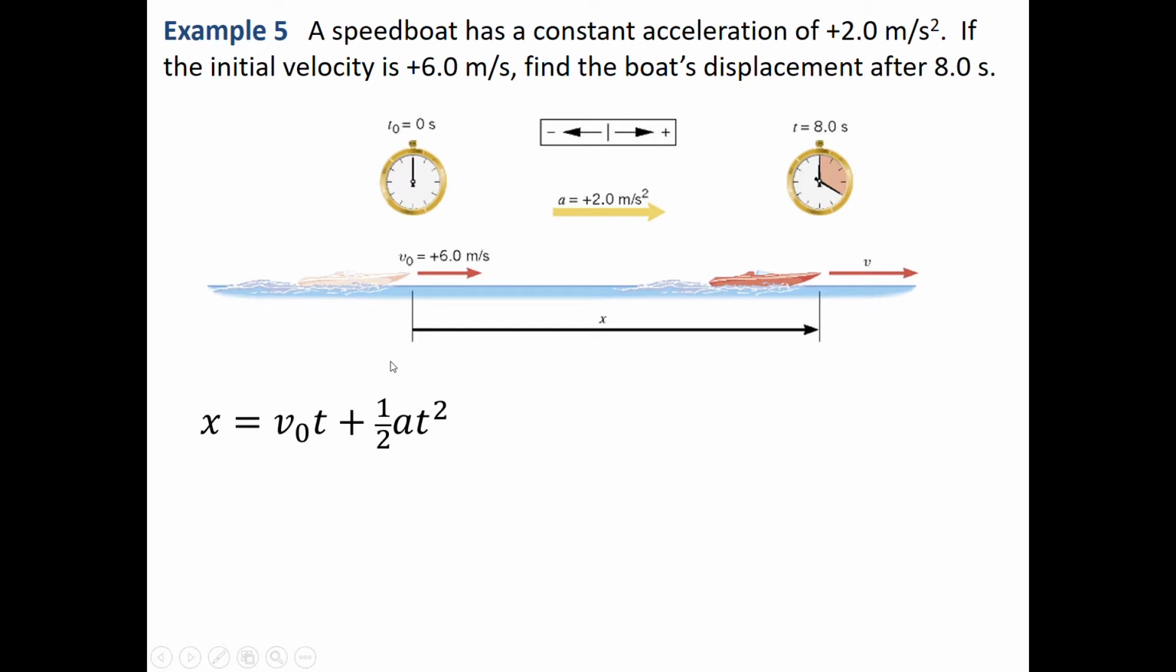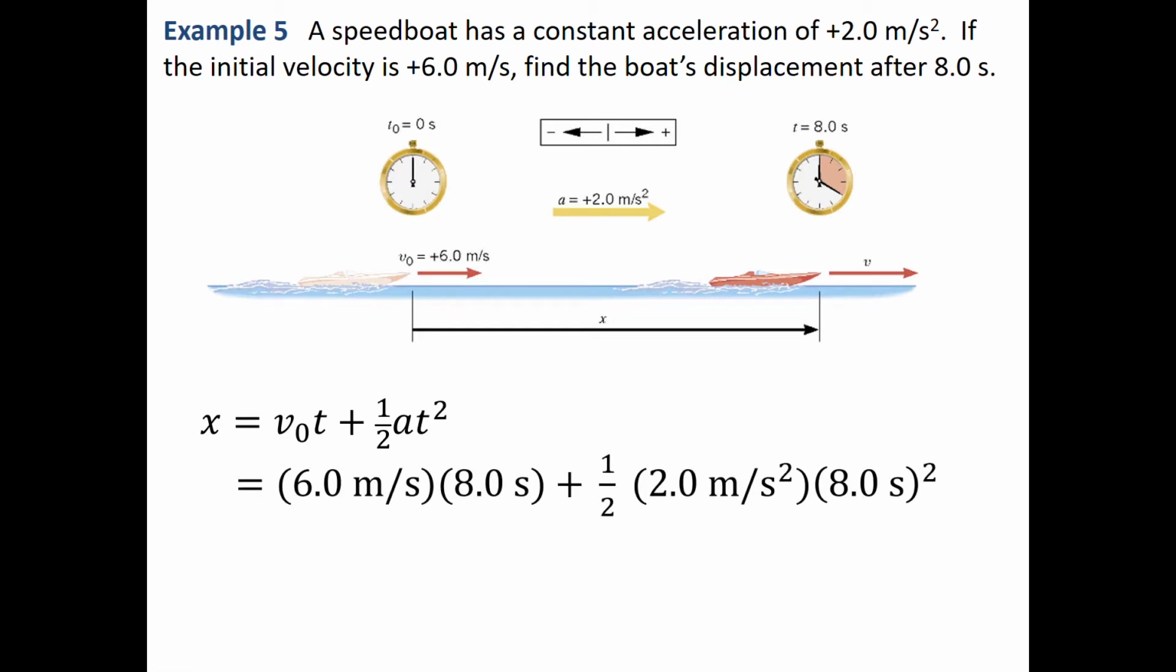Now I'm just going to write down the equation with the numbers plugged in. So v naught t, and this, by the way, is where I'm going to write down my units and double check that my units make sense. I need to have the same units in every term, or else I've really messed up somewhere. So v naught t, which is 6 meters per second times 8 seconds, plus 1/2 times my acceleration, 2 meters per second squared, times time squared. Don't forget to square that time, or else your units aren't going to be right.